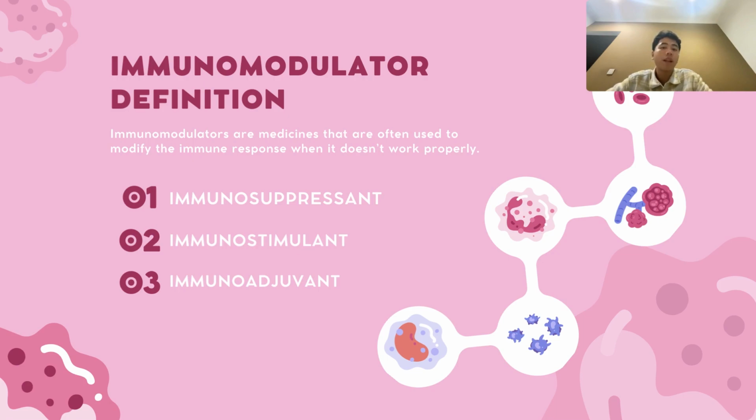On this occasion, I would like to present the definition of immunomodulators. Immunomodulators are medicines that are often used to modify the immune response when it doesn't work properly. They work by increasing the immune response, which is called immunostimulant, when the immune system does not respond to pathogens sufficiently, or by decreasing the immune response, which is called immunosuppressant, when the immune system overreacts to pathogens, and they are also often used in autoimmune cases.